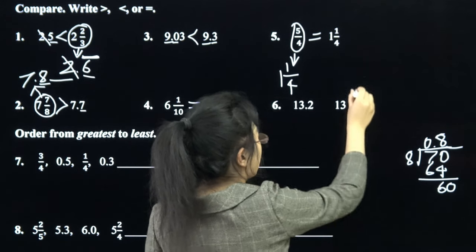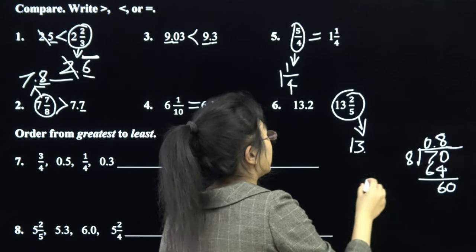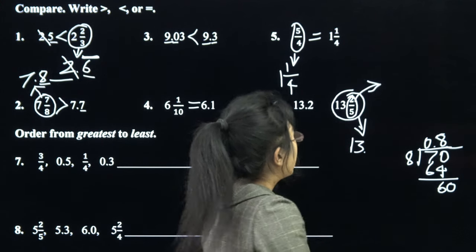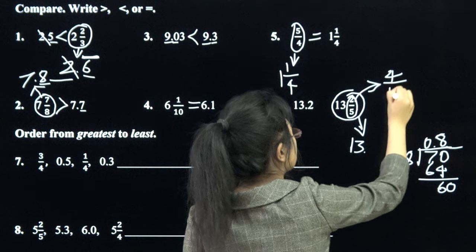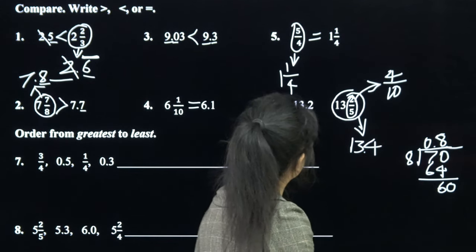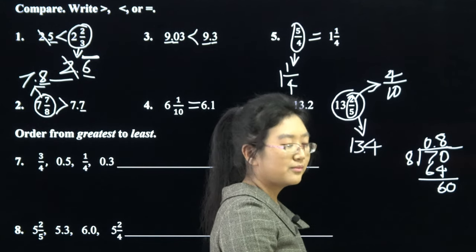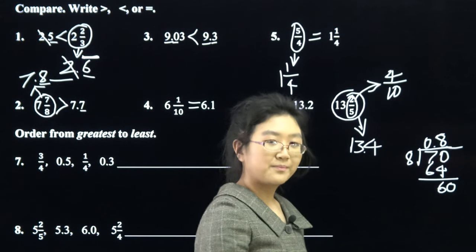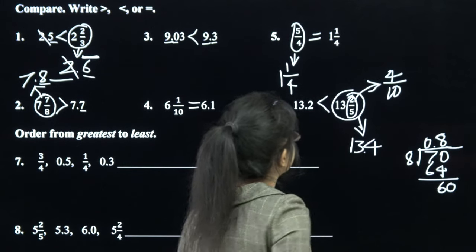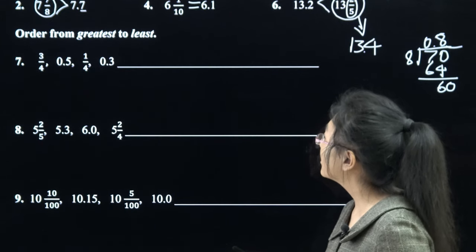What about this one? Well, let's convert this. This is 13, and if we make an equivalent fraction that has a denominator of 10, this bit would be 4 over 10, so 13.4. Is 13 equal to 13? Yes. Is 0.4 equal to 0.2? No. Which one's bigger? Is 4 bigger or is 2 bigger? 4 is bigger. So, yay!